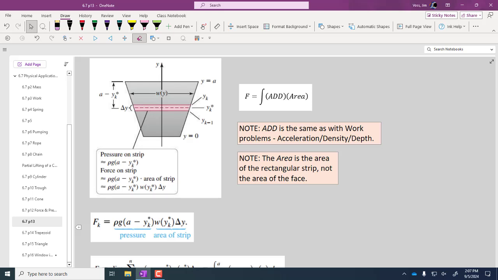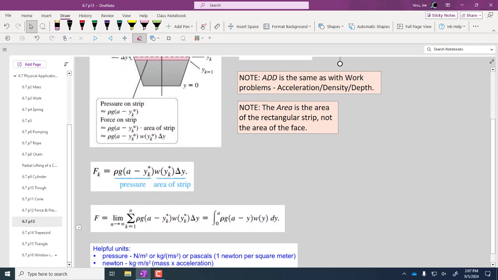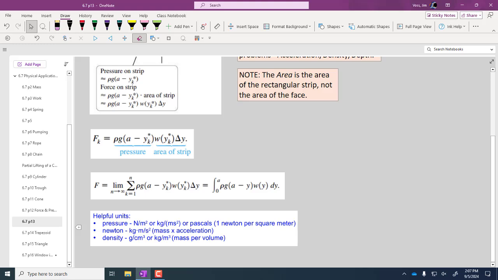So when we think of this, the units inside here, ADD area, those are going to give us units of force. This is going to be pressure multiplied by area, and that will give us units of force. So I've got all the units on the prior page. You can look at them here. You can look at them carefully and make sure they all line up. They will.